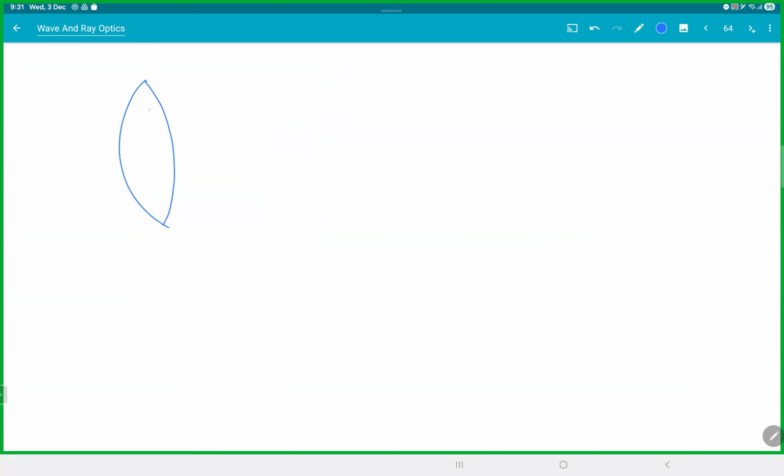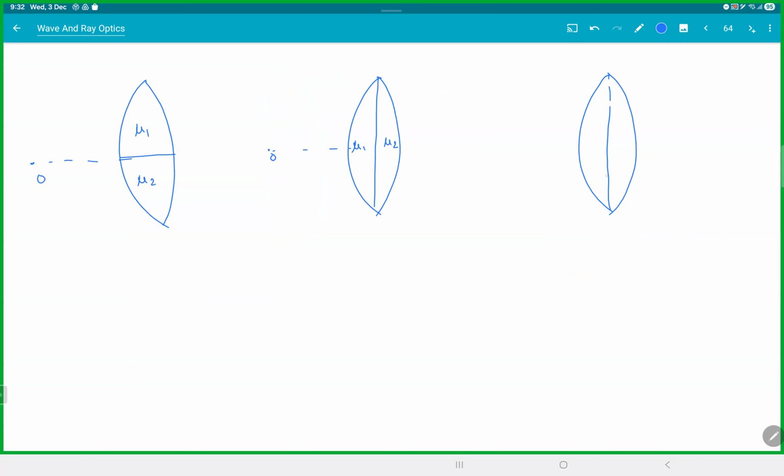Suppose I have a lens here, let's say this is mu1 and mu2. Suppose I have a lens here, the left side is mu1 and the right side is mu2. Suppose this is mu1, mu2, mu3 and mu4. Can you tell me how many images will form in each case?